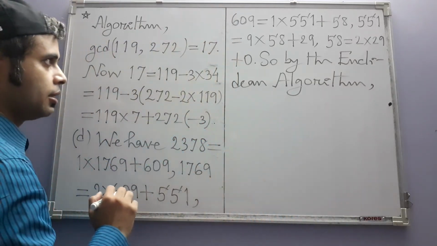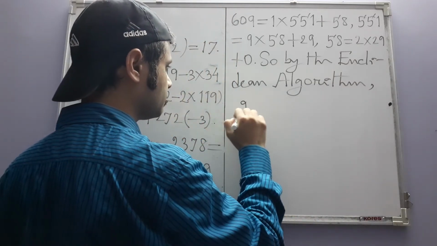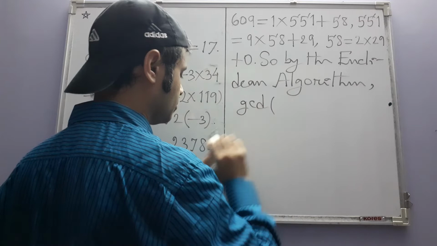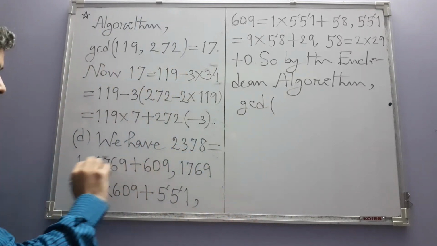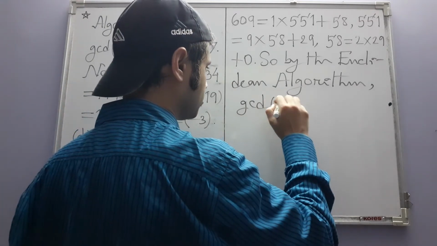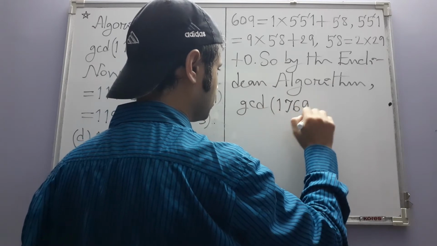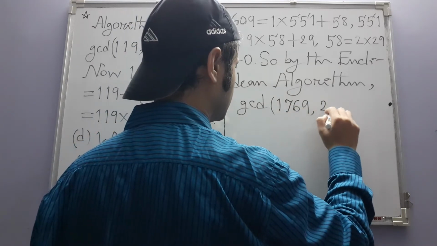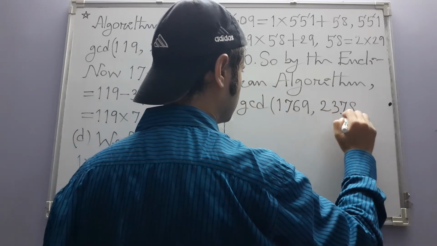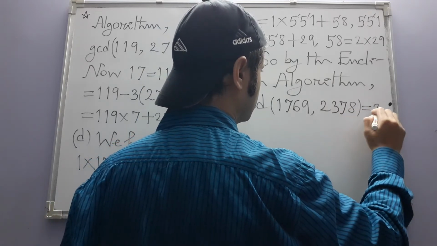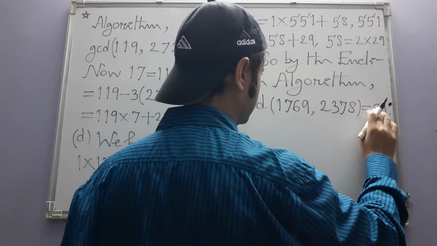So by the Euclidean algorithm, the GCD of 1769 and 2378 is 29.